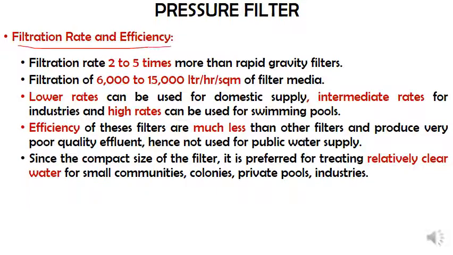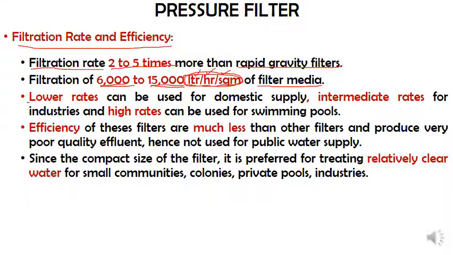Now, rate of filtration and its efficiency. The filtration rate will be 2 to 5 times more than that of rapid gravity filters. The filtration rate over here is around 6,000 to 15,000 liters per hour per square meter of the filtration media. In the previous case, for rapid gravity filters, it was 3,000 to 6,000, but here it is 6,000 to 15,000 liters per hour per square meter. I hope that for all three filters we have expressed our filtration rate in the same unit, and you are comfortable with this now.